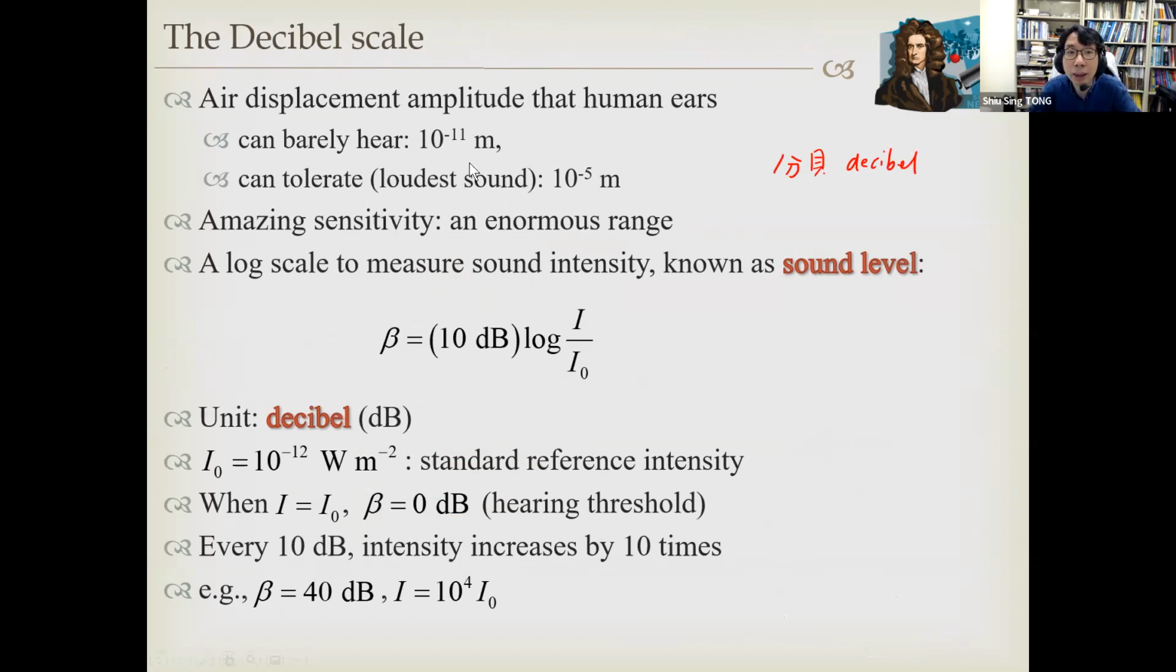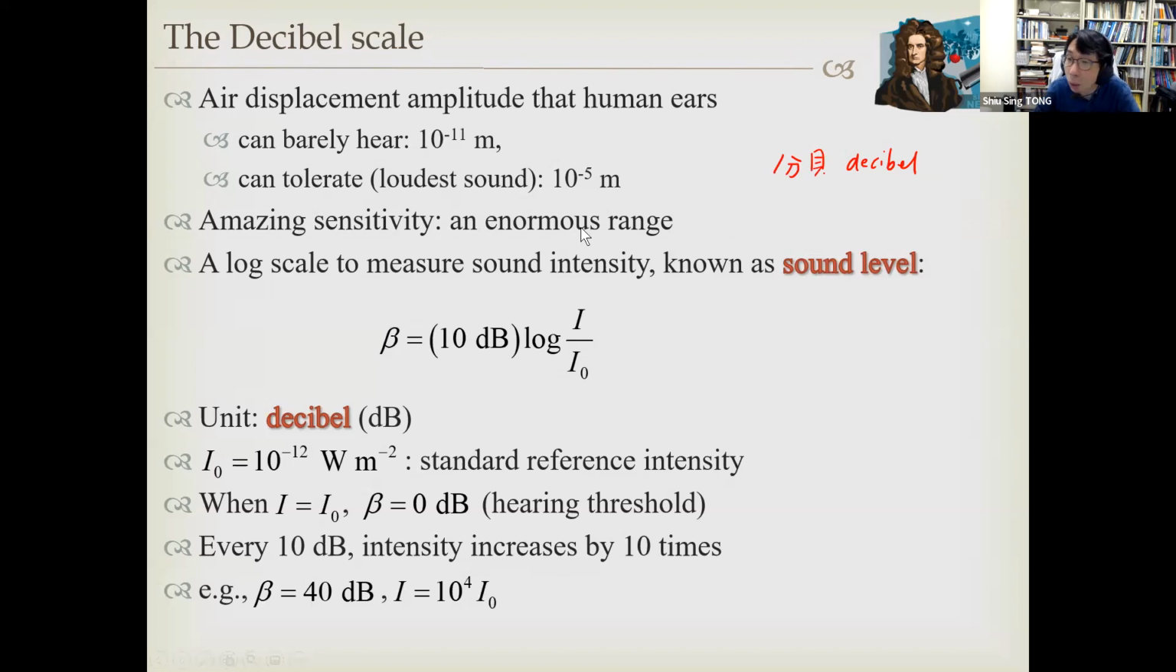Decibel. Okay. Now the sound that the human ear can barely hear has an air molecule displacement amplitude of 10 to the power minus 11 meter. Now this is extremely small. This is even smaller than an atom, a fraction of an atom. So this is almost the smallest sound that you can barely hear. And for the loudest sound, the displacement is just about 10 to the power minus 5 meter. We calculated that before in our classwork, right?